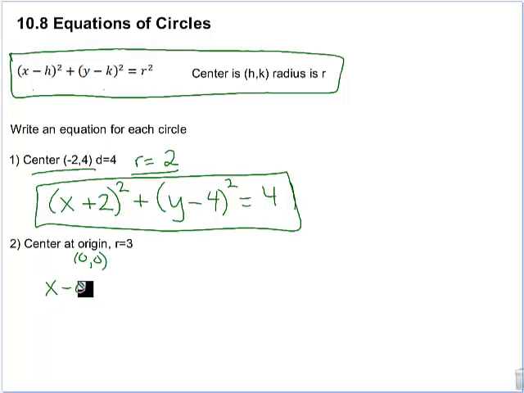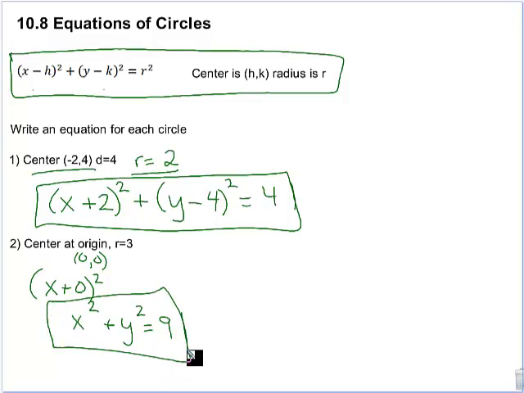X minus 0 squared, does that really look right? Plus y minus 0 squared, does that still look right? It would be just x squared. It doesn't make sense to write plus 0 or minus 0. That doesn't change your x. So x squared plus y squared equals, well, r squared is 9. There's our equation. Is that okay?